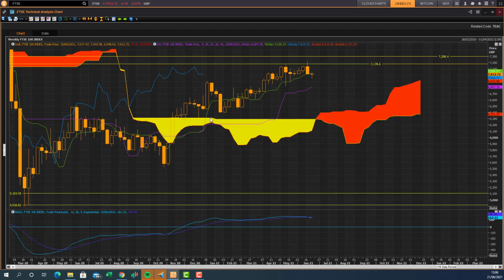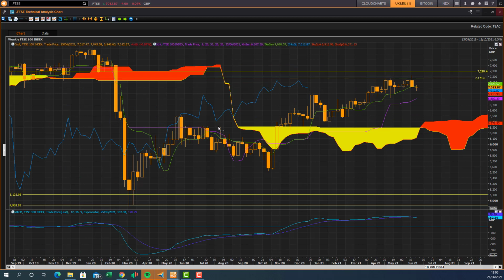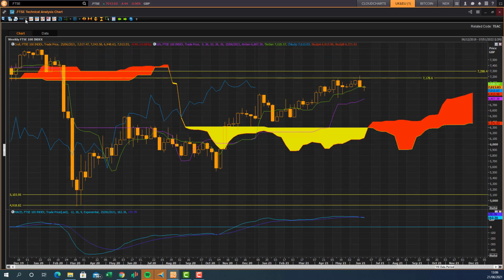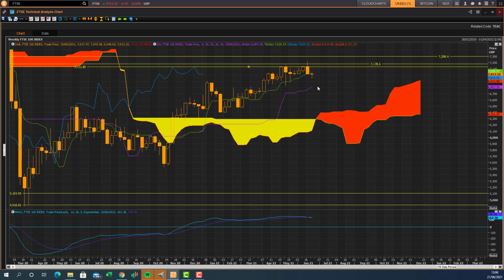Turning to the weekly, you can see those are the levels from the monthly. We can see they're also very prominent on the weekly. That's a major resistance zone. The bottom end of the cloud used to be support when the FTSE sliced through it there. That's now 7,131, a major resistance zone.